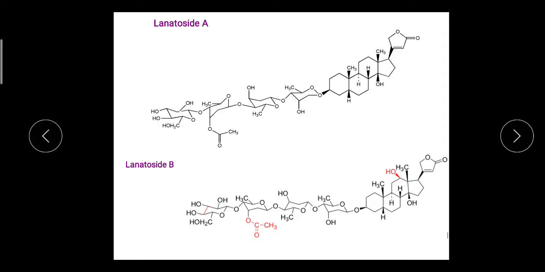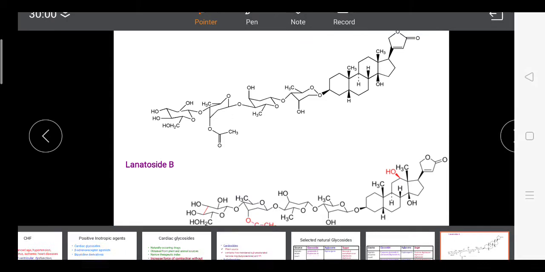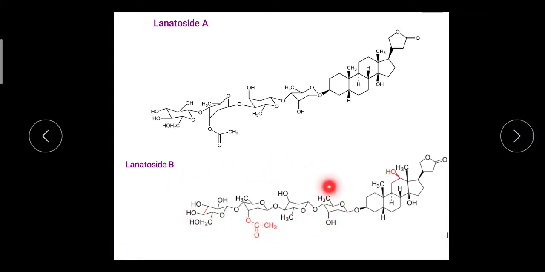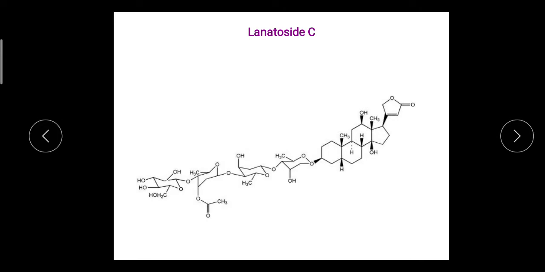Lanatoside B has the aglycone part digitoxigenin, and the same sugar moiety is present here, that is glucose, 3-acetyl digitoxose. And third is lanatoside C, a cardiac glycoside. This is the aglycone part, which has digoxigenin, and the sugar portion is the same: glucose, 3-acetyl digitoxose.